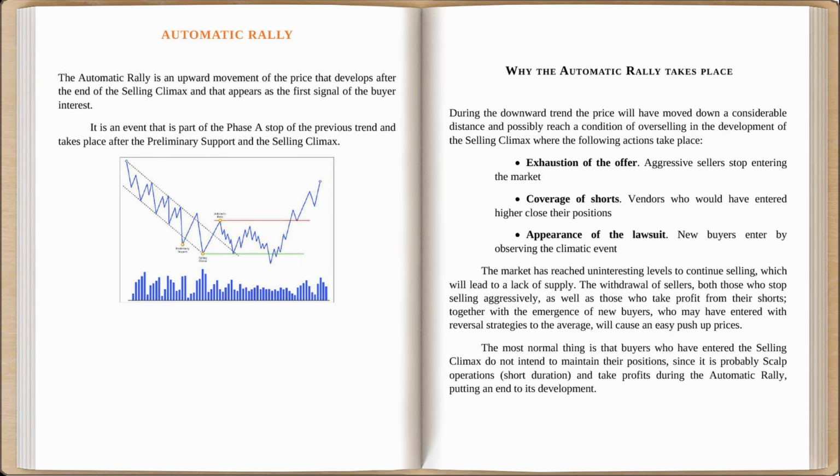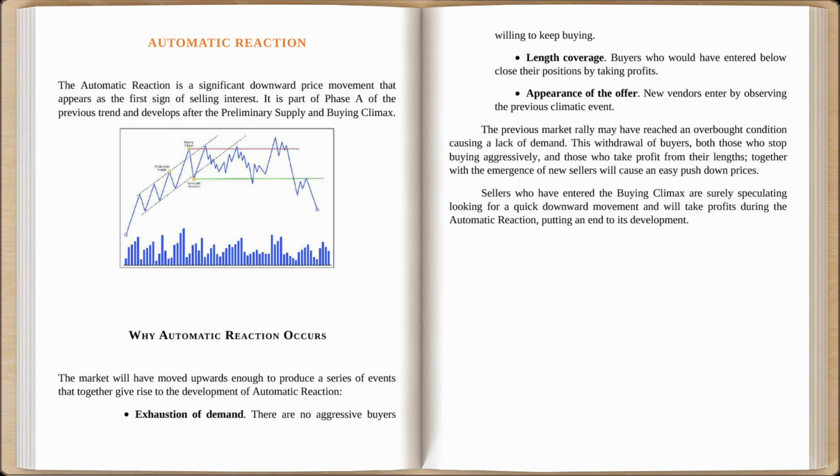The withdrawal of sellers, both those who stop selling aggressively as well as those who take profit from their shorts, together with the emergence of new buyers who may have entered with reversal to the average strategies, will cause an easy push up of prices. The most normal thing is that buyers who have entered in the selling climax do not intend to maintain their positions, since it is probably scalp operations of short duration, and take profits during the automatic rally, putting an end to its development.